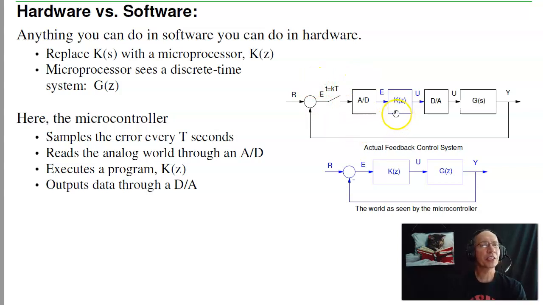If instead I use a microprocessor, then I really need to use Z-transforms. So whenever you see a transfer function in S, think capacitors, inductors. Anytime you see a transfer function in Z, think microprocessors.